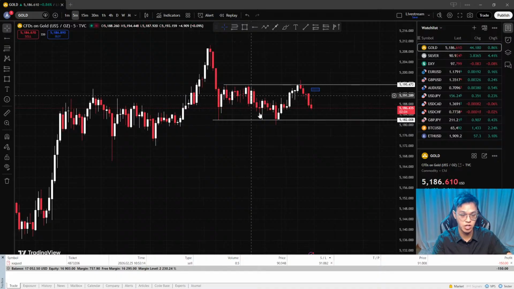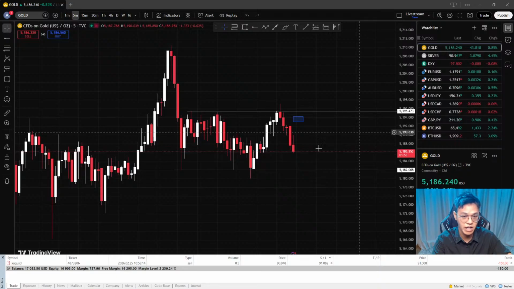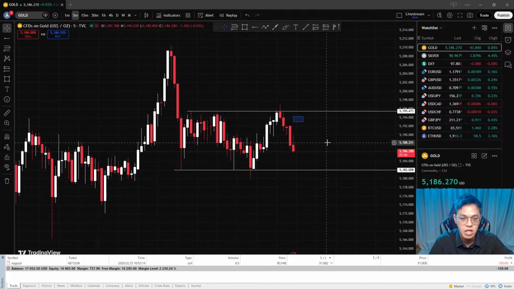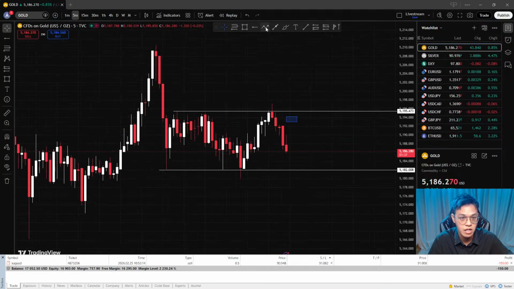Just now I mentioned that here's the ranging. So the resistance is around 5,195, and the support level is around 5,182. So here is the range. The price formed a sideway. Sideway means that the price has a probability to come to this support level and then rebound.